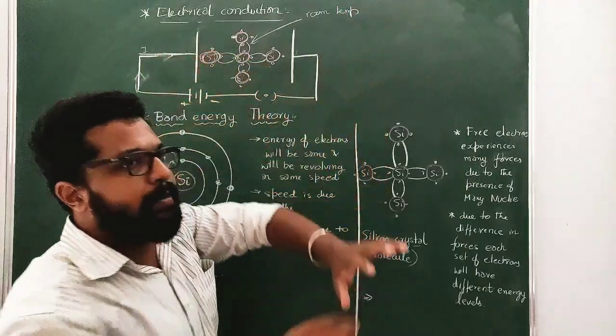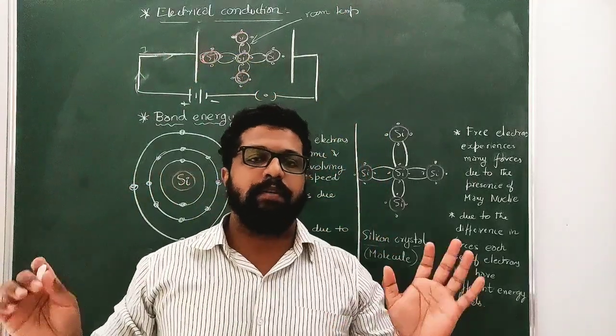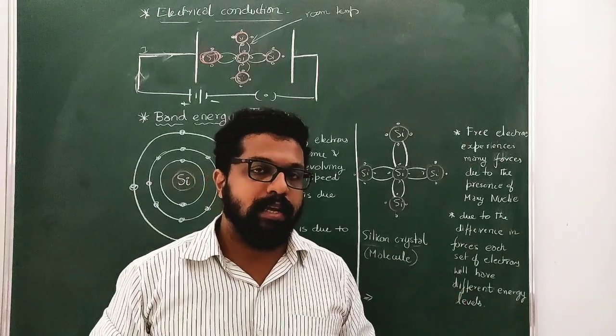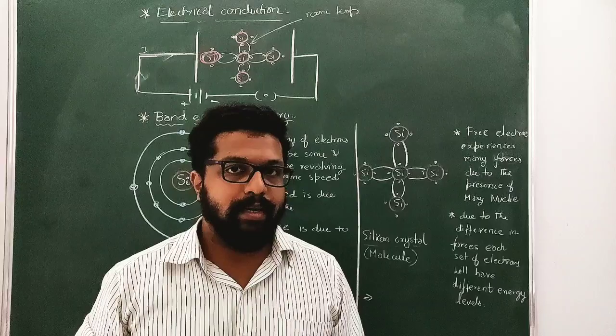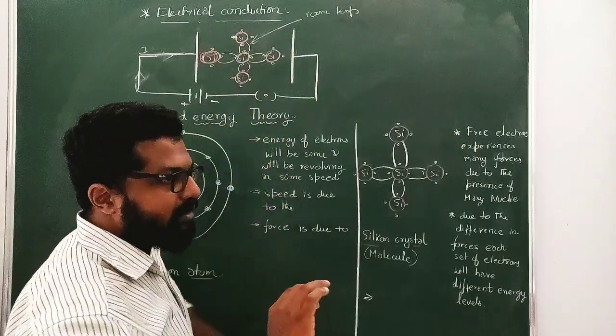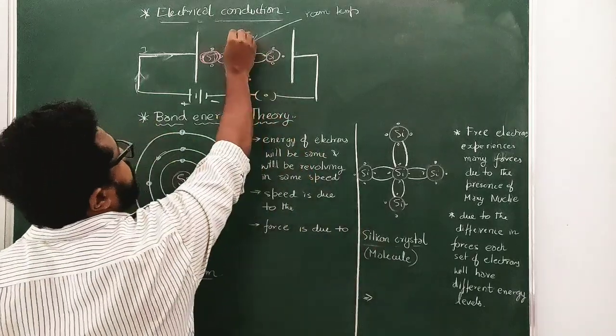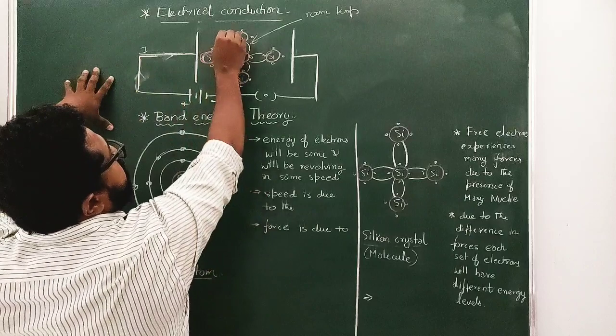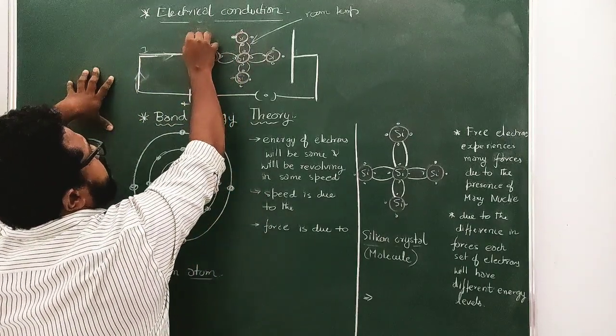At room temperature, the creation of electron-hole pairs has already happened, which means free electrons as well as holes are created. So at this temperature, holes and electrons are already ready. When I apply the positive potential on one side, the electrons, this will be the positive side, correct?